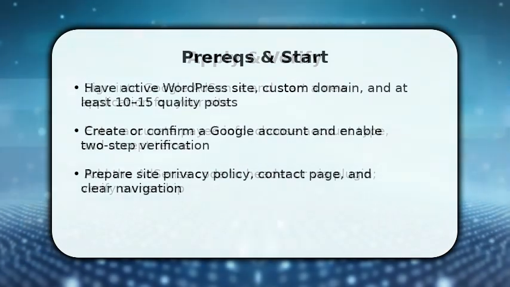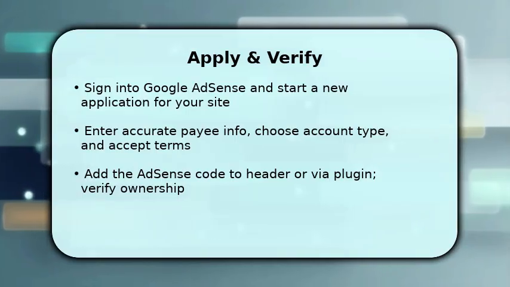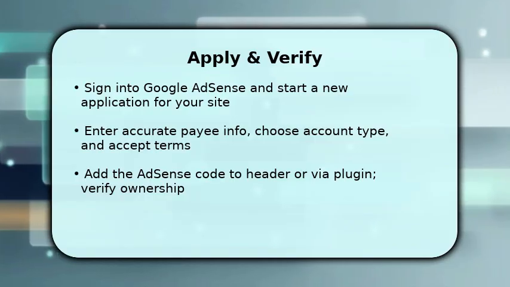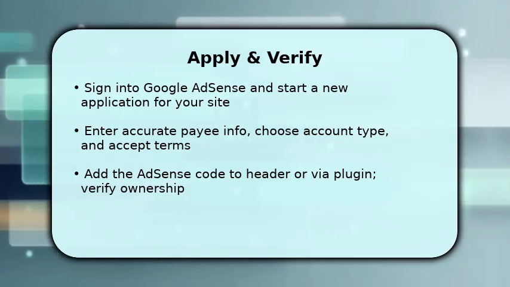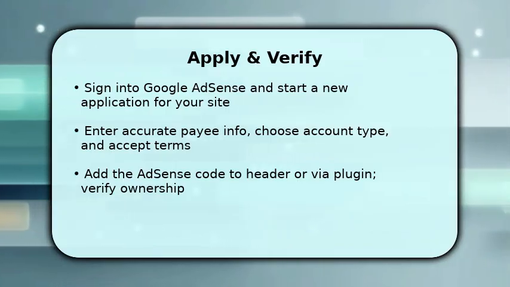You will now complete the core application and verification. First, sign into Google AdSense and start a new application, entering your site URL and language. Make sure payee details match tax and bank records. Choose individual or business account correctly.